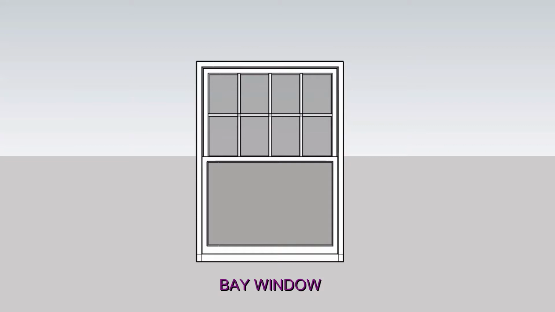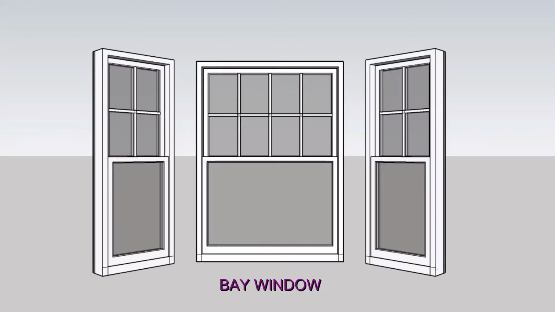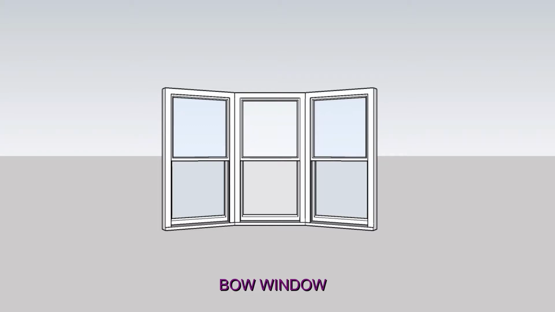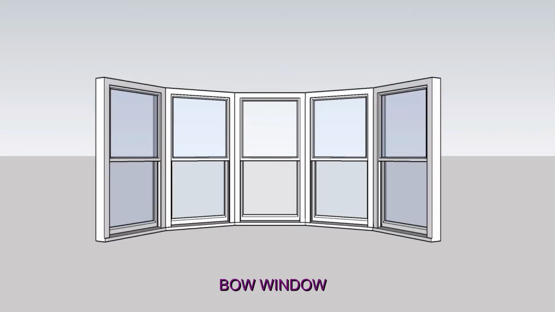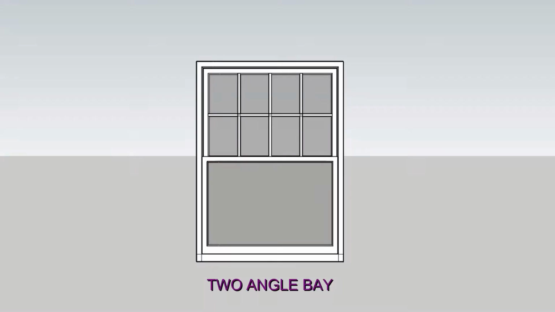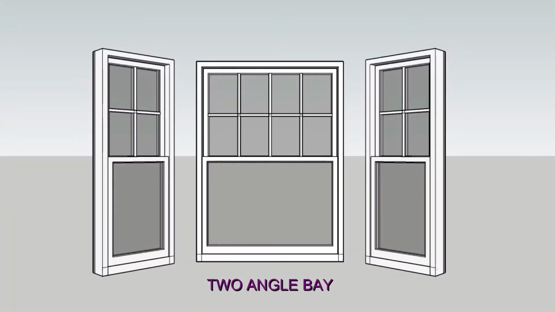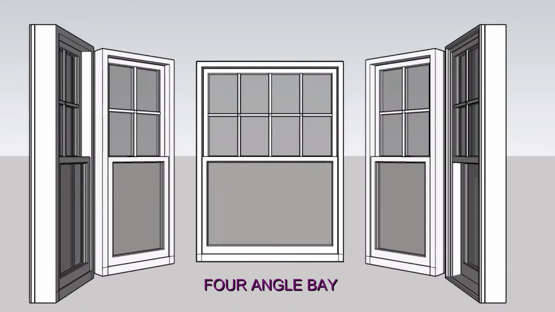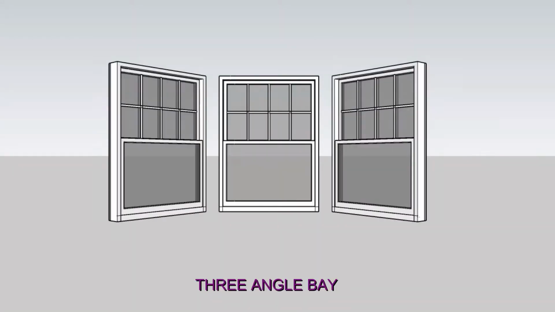While a bay window is usually made up of a series of windows with distinct angles, a bow window is made up of several equally sized window panels installed in a gentle faceted curve. Bay windows come in different configurations. A 2-angle bay has one large central panel and 2 smaller side panels. A 4-angle bay has a large panel with 2 or more angled panels on each side. A 3-angle bay has 3 or more windows of the same size.